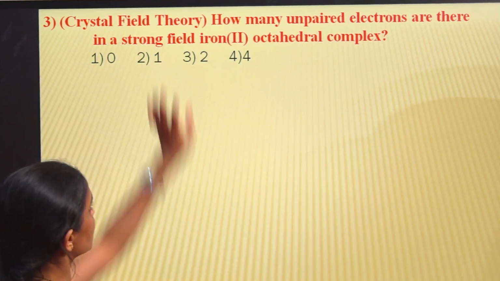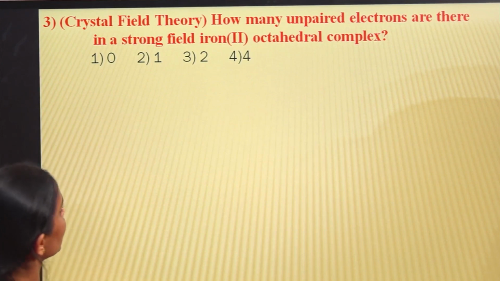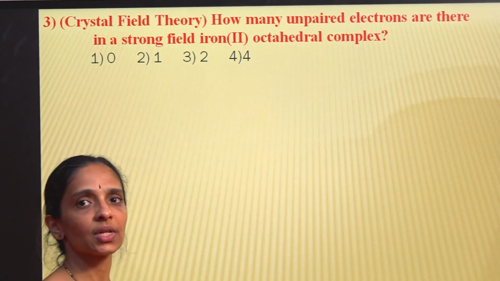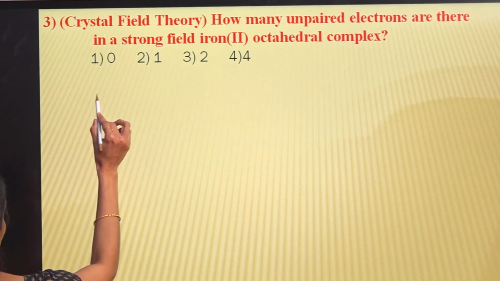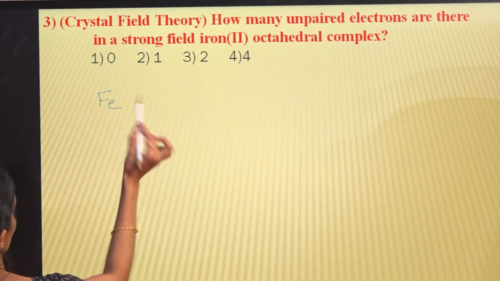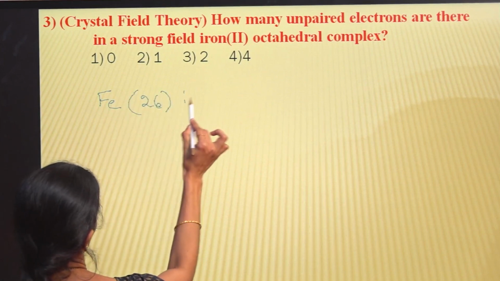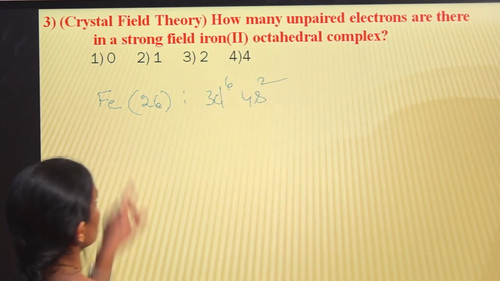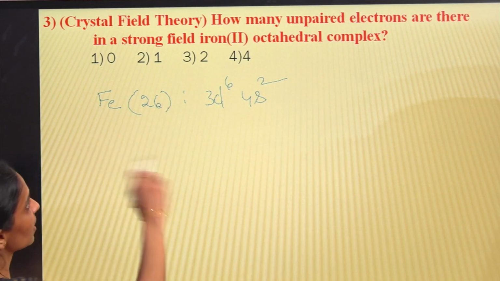Now it is CFT and the question is, how many unpaired electrons are there in a strong field iron(II) octahedral complex? So let me take iron. It has the atomic number 26, configuration 3d6 4s2, is it not? 3d6 for 26. This is how we remember.